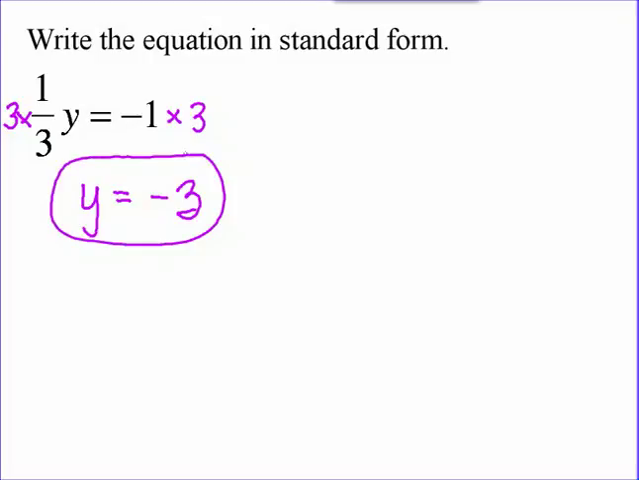Now I don't need to put the 0x in there. I know there might be some people that require you to write this as 0x plus y equals -3. I'm not going to make you do that. I don't want you to get in that habit. So y equals -3 would be in standard form.